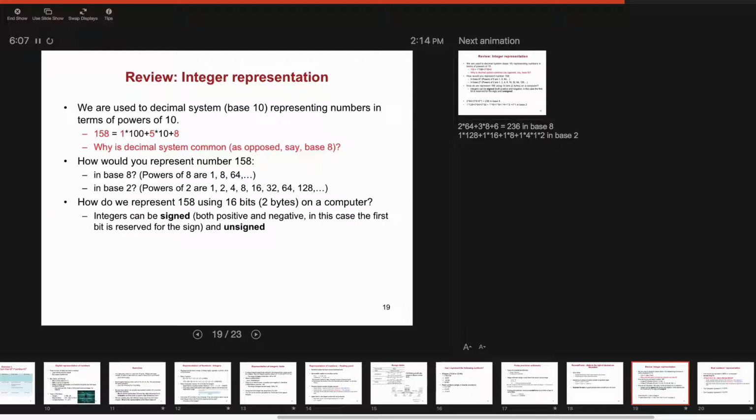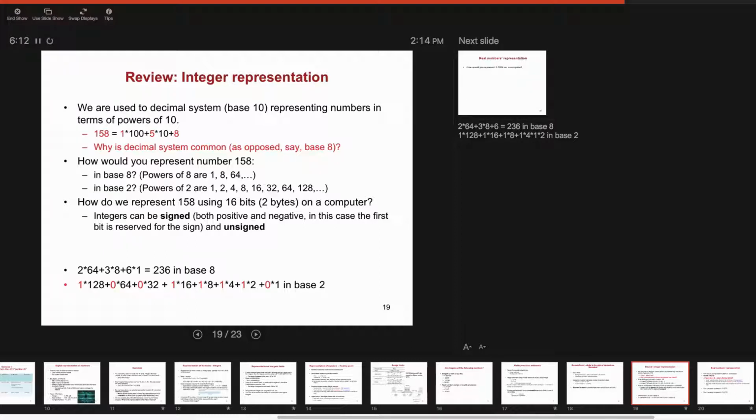1 0 0 1 1 1 1 0. Okay, let me see. So it's 1 times 128, and then I have 30 left. There are no 64s in there, no 32s, so that's 0 0. And then I can fit a 16. 30 minus 16 is 14 left. Then an 8. Then there's 6 left. Then a 4 and a 2. And then 0.